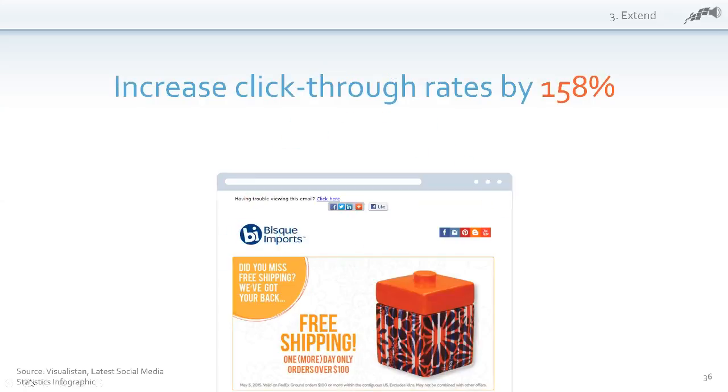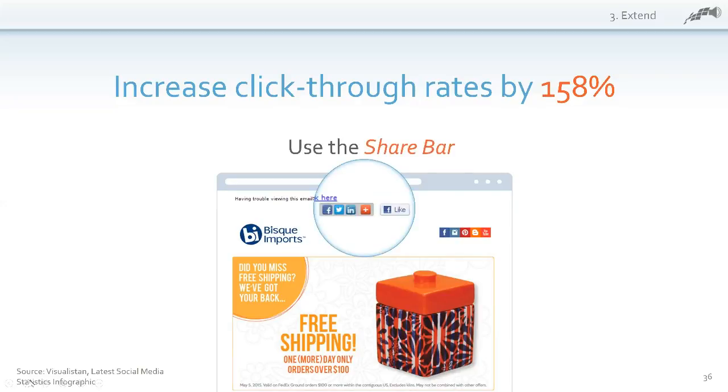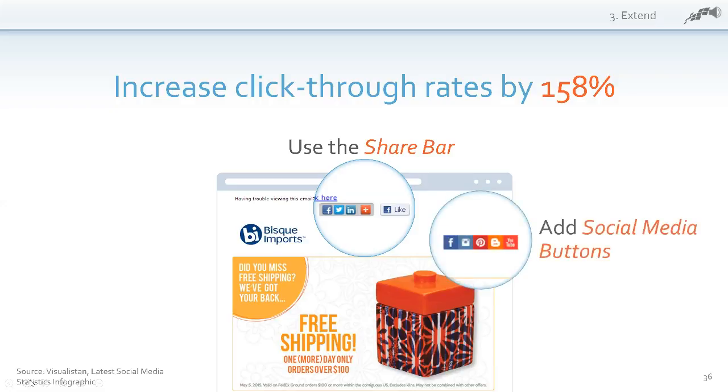The best part of this is, if you're a Constant Contact customer, we make sharing emails on social media really easy. If you're using Constant Contact, just add the share bar to the top of your emails. This allows your readers to post a link to your email on their social media profiles. And add social media buttons that link to your business's social media profiles. The buttons are a nice visual reminder for them to click and follow you online.